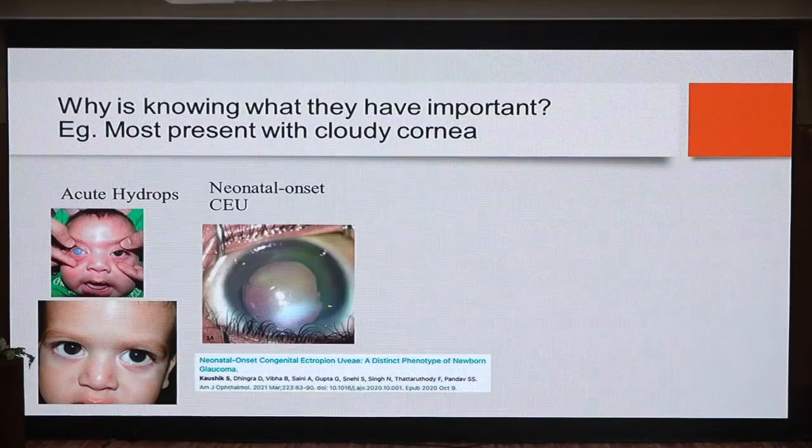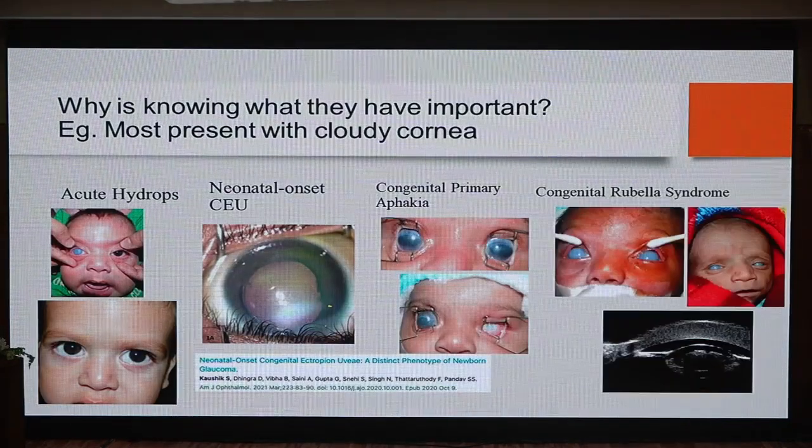Why is knowing what they have important? I'll quickly go through this. Most present with a cloudy cornea. In the older literature, about 7 or 8 years ago, if you went to the papers for the definition of primary congenital glaucoma, it was buphthalmos, cloudy cornea, raised pressures. If you phenotype them, each one of them is a different disease. And each of these different diseases in children has different prognosis, different management, different things to deal with.